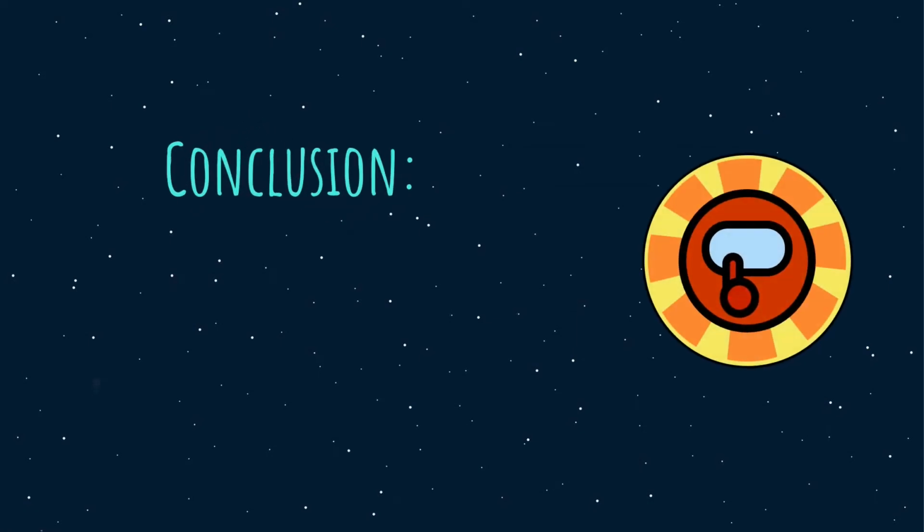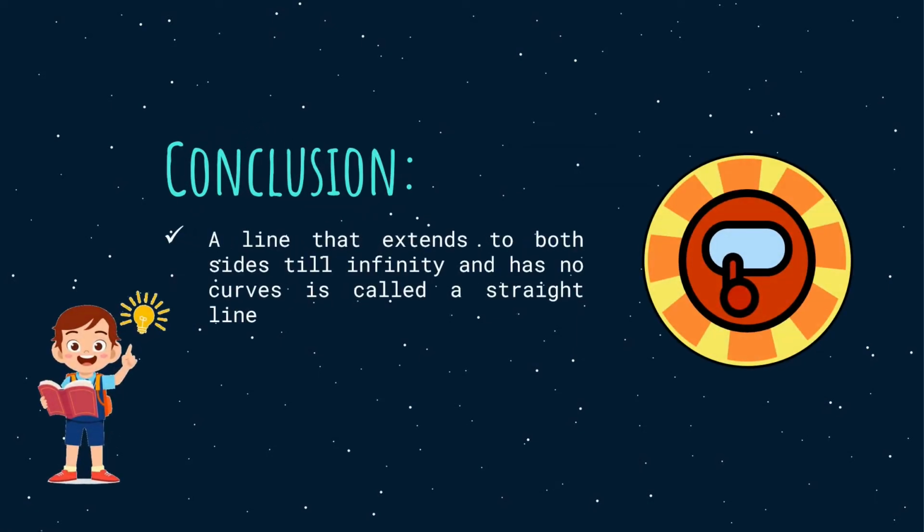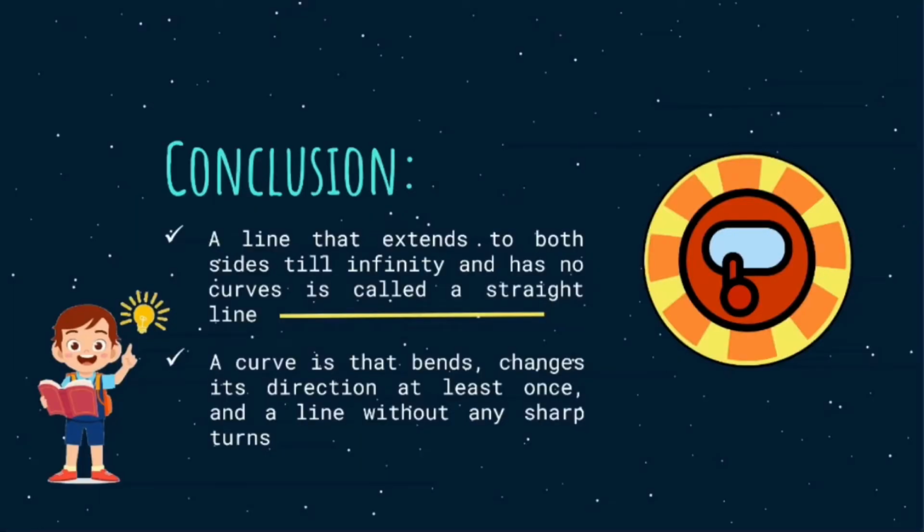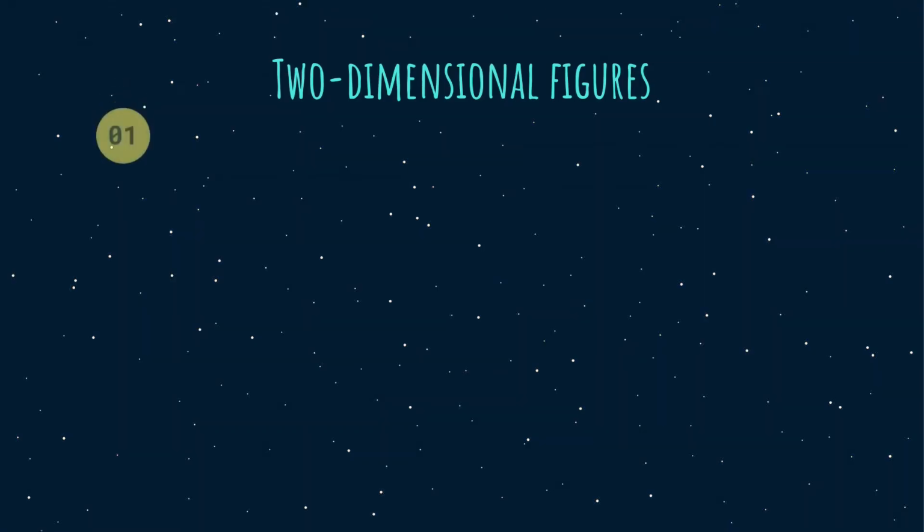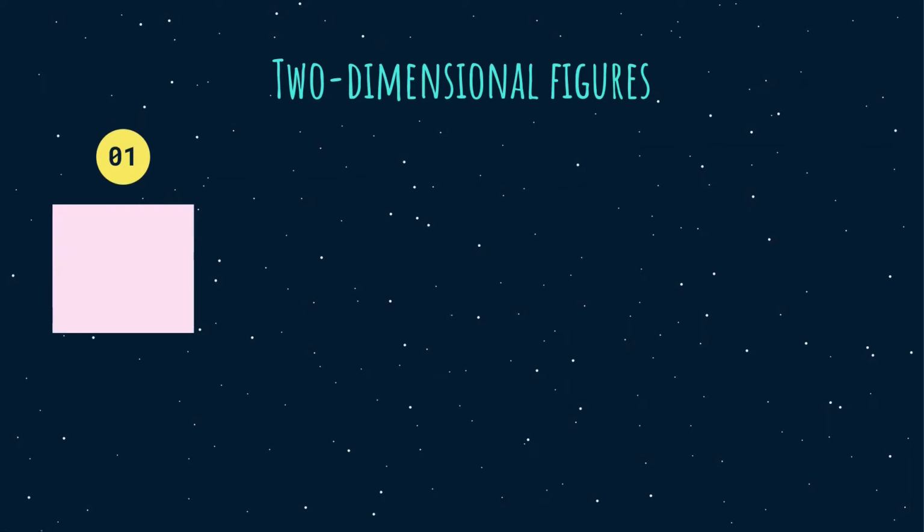And the conclusion for straight lines and curves. The first is a line that extends to both sides till infinity and has no curve, called a straight line. The second, a curve is a line that bends, changes its direction at least once, and has no sharp turns. Now the last subject matter, that is two-dimensional figures.